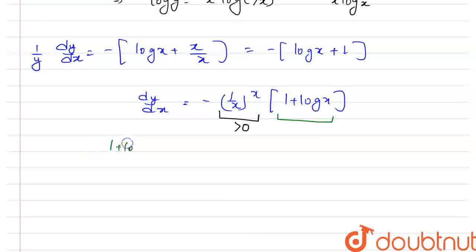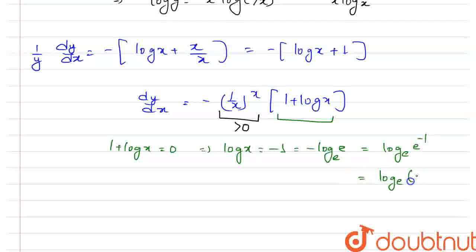So we will have 1 plus log x equals 0, that is log x equals minus 1. Also, this log was taken to the base e. So this minus 1 can be written as minus log e, and this will be equal to log base e to the power minus 1, which can be written as log e 1 by e. So comparing our left hand side and right hand side, we get the value of x as equal to 1 by e.